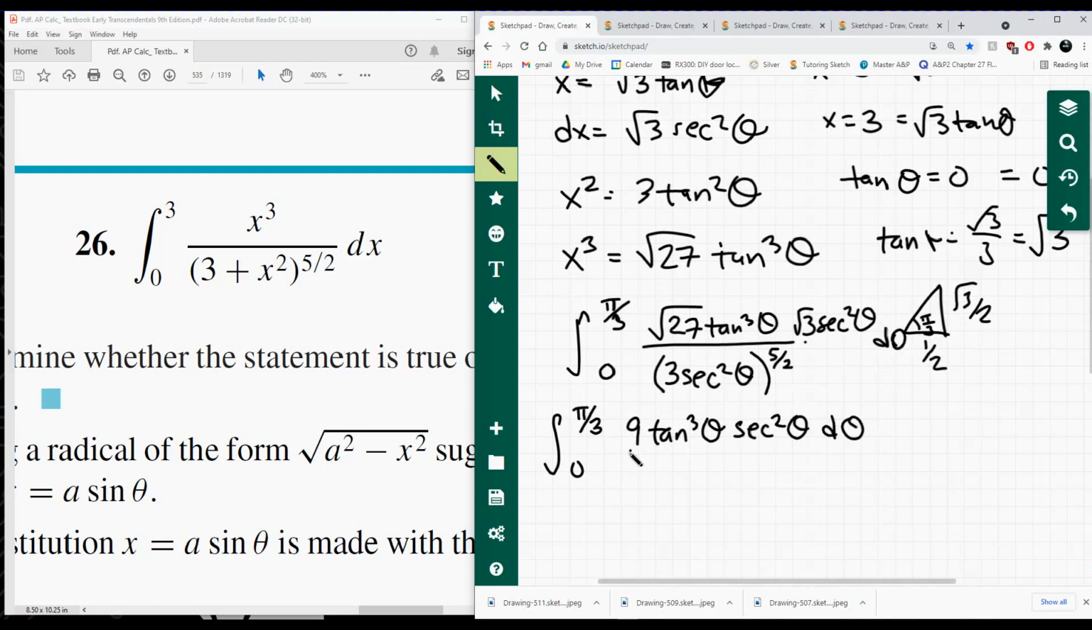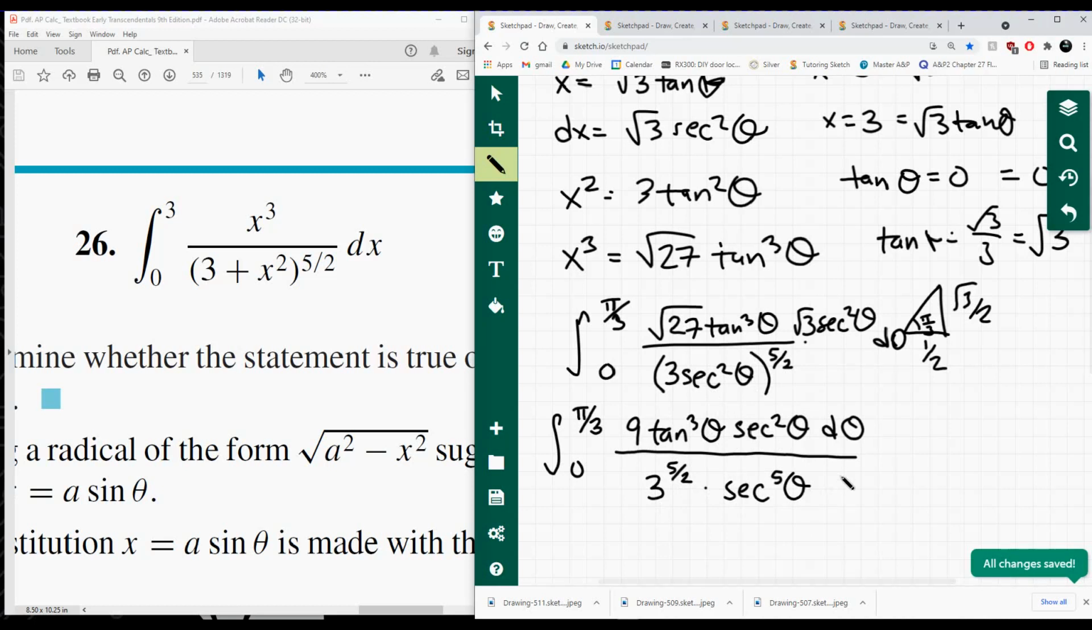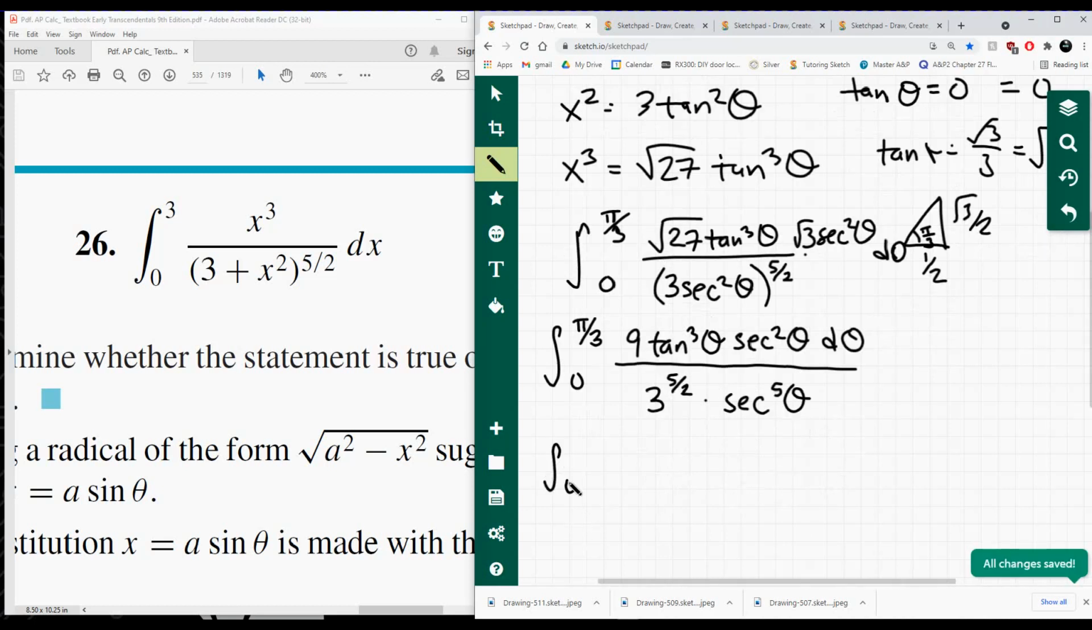The denominator in this case, so this 5/2 is going to apply to both the 3 and the secant squared respectively. So we have 3 to the 5/2, and we have secant squared to the 5/2, which is going to be secant to the 5th power theta. Next step, from 0 to pi over 3. So we have this 9, we have this 3.